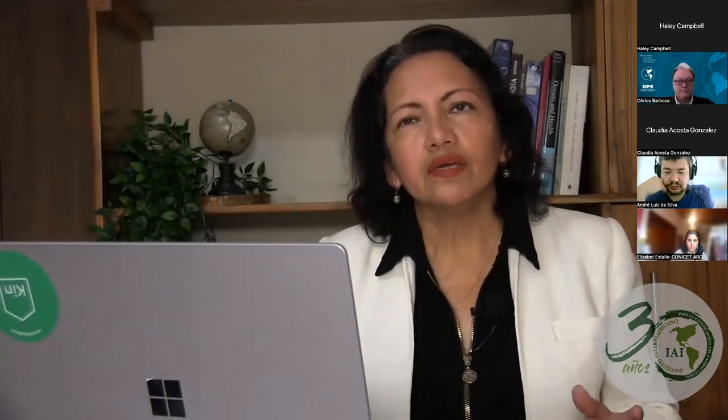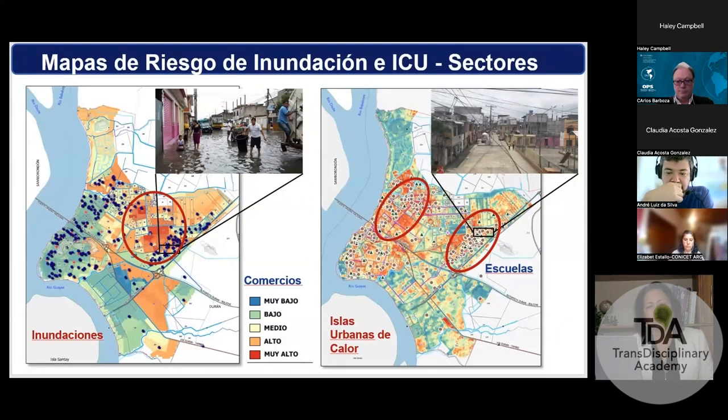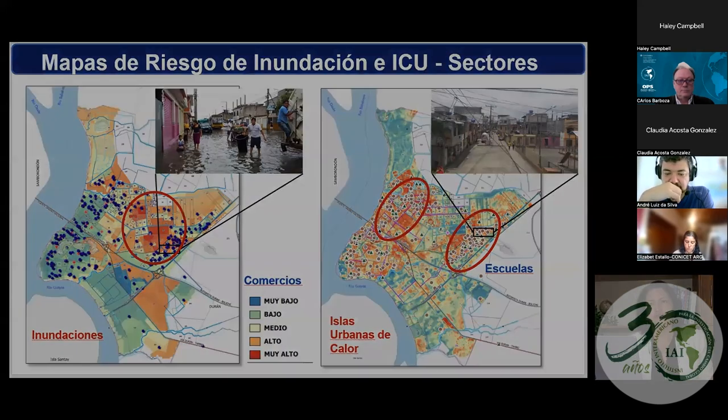Y estos son algunos de los mapas que nosotros obtuvimos, que son estos mapas de riesgo de inundaciones. Donde están las zonas rojas, son las zonas de mayor riesgo de inundación, las azules son las que tienen muy bajo, y las marcas corresponden a diferentes tipos de comercios, en este caso, en el caso de inundaciones. Pero también lo hicimos para las islas de calor, que eran las zonas donde había mayores temperaturas comparadas con las zonas urbanas, y ahí lo que comparamos es esas zonas de alta temperatura en la ciudad con la ubicación de las escuelas para saber cómo estas escuelas, unas públicas y otras no, están expuestas y qué podría pasar en momentos en que se pueda hacer una alerta de un evento de calor extremo.